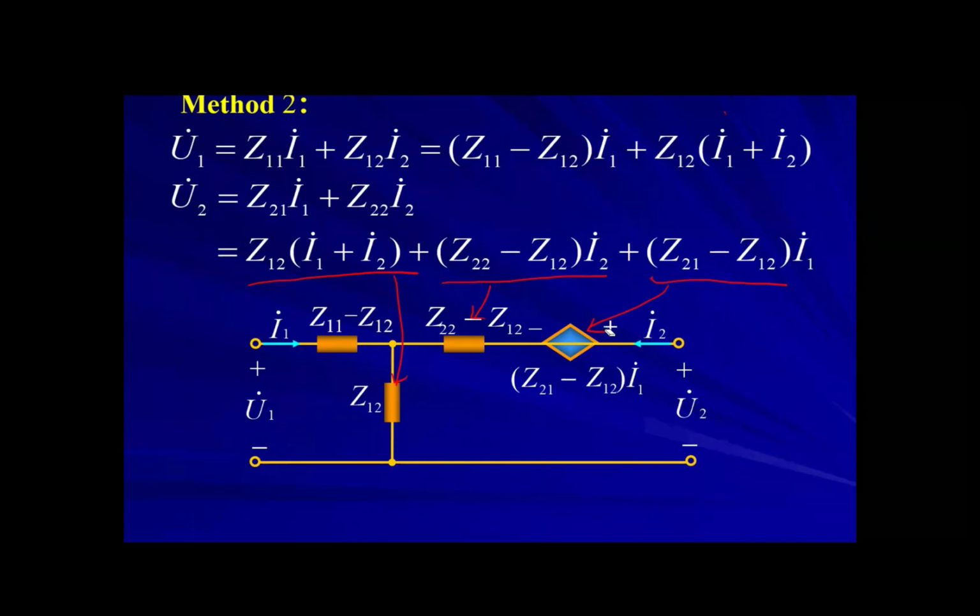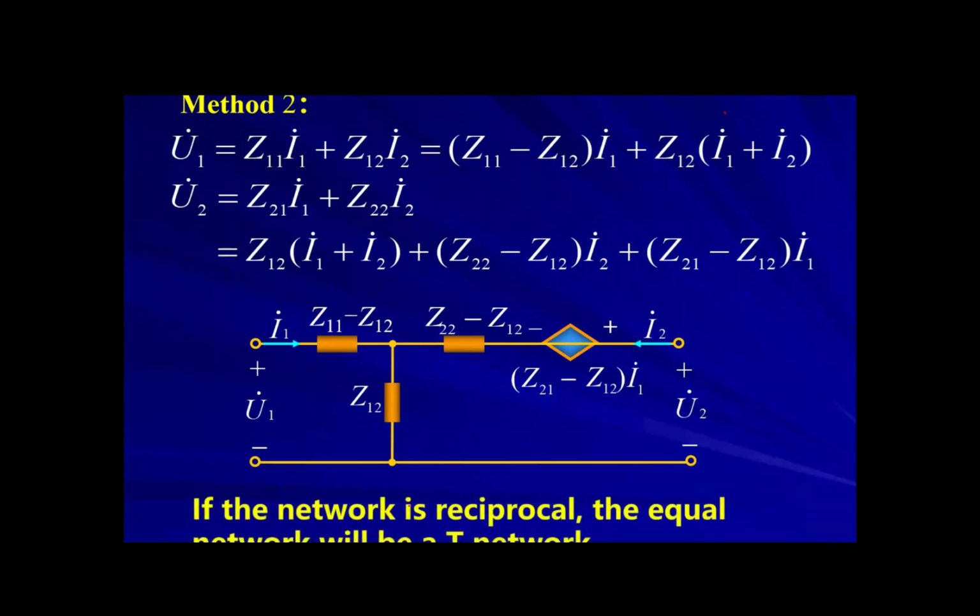So this is another equal circuit of the two-port network. And if the network is reciprocal, meaning the matrix is symmetric, Z12 and Z21 are equal. If they are equal, this will be 0. So the network will be a T network. This is a T network.